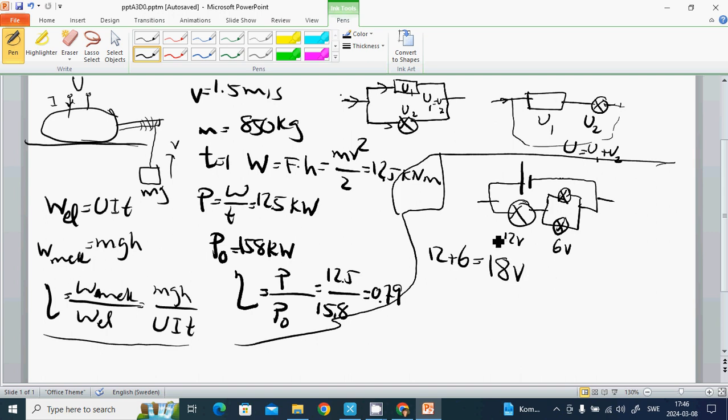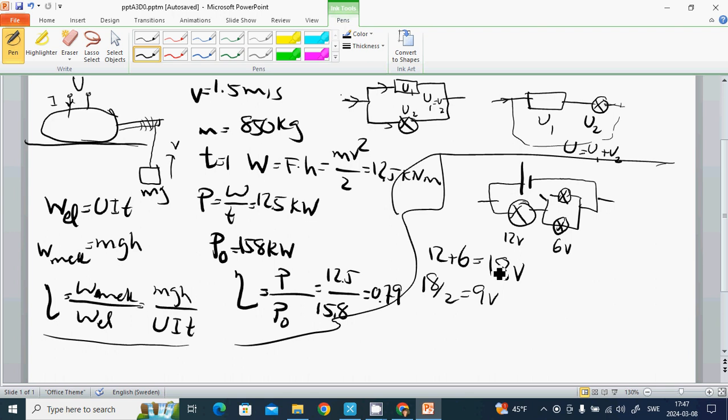And if we put a key here and we open that key, what is the voltage? Then it is 18 divided by those two. This is 18 divided by 2. It is 9 volt. 9 volt here and 9 volt here.